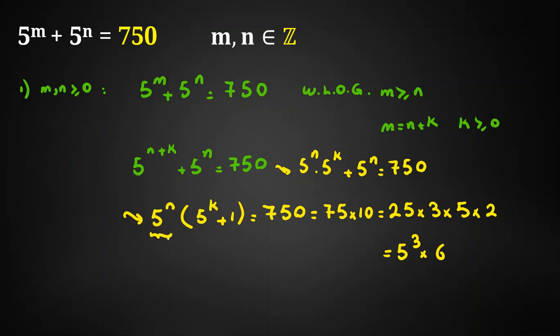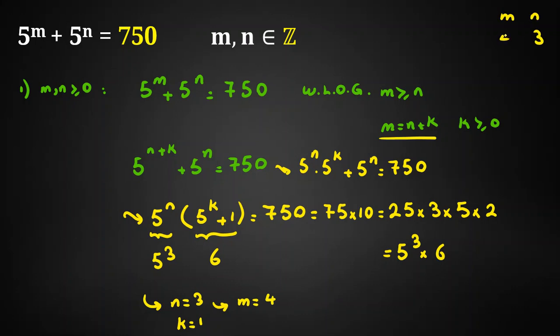Because this part is a power of 5, and this part is not a multiple of 5, we conclude this part should be 5 cubed, and this part should be 6. So n equals 3, because 5 to the n is 5 cubed, and 5 to the k plus 1 is 6, so k is 1. So m was n plus k, so m is 4. So that is one answer for m and n; let me write all the answers. n is 3, m is 4. But we said without loss of generality m is greater than or equal to n, so you should switch the answers: 3, 4. Because the problem is symmetric with respect to m and n.